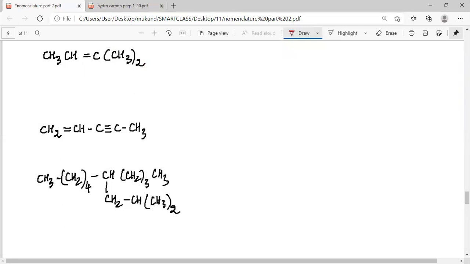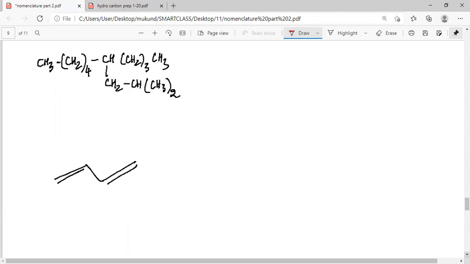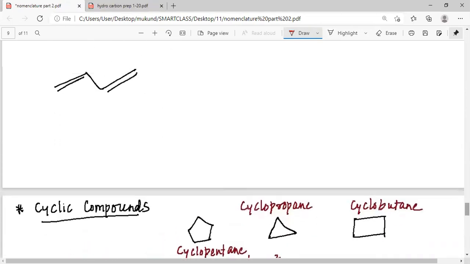Same way we can write the names of these compounds too. So let us find out the various names for these compounds.